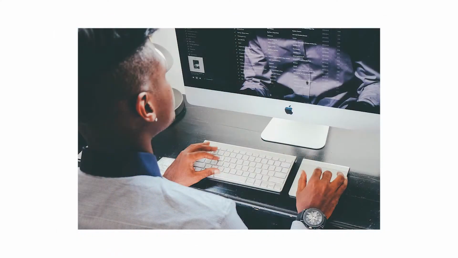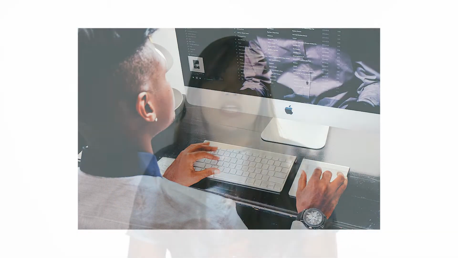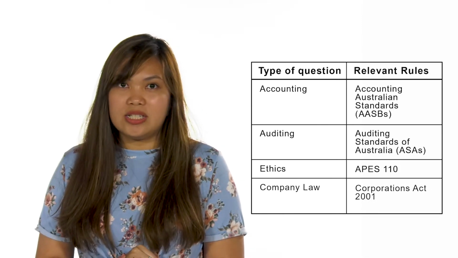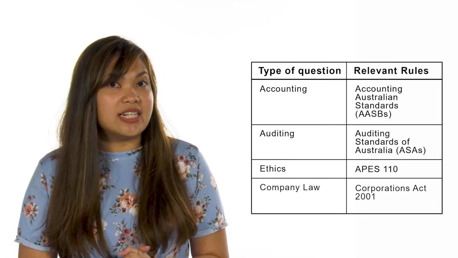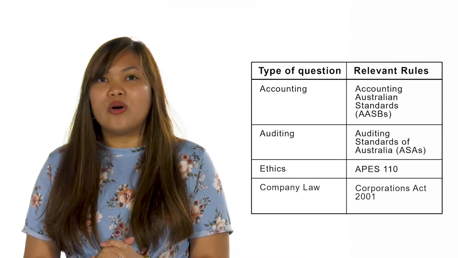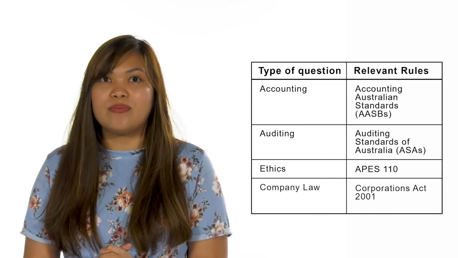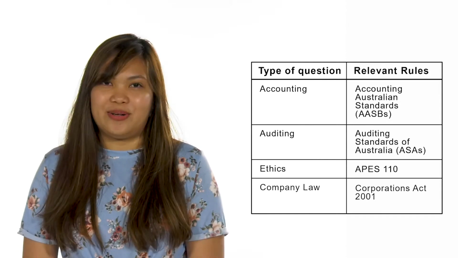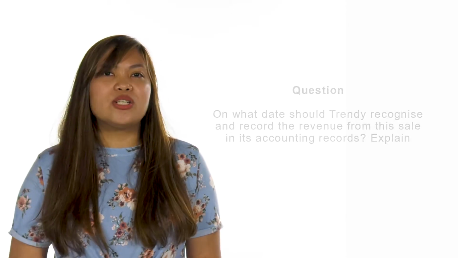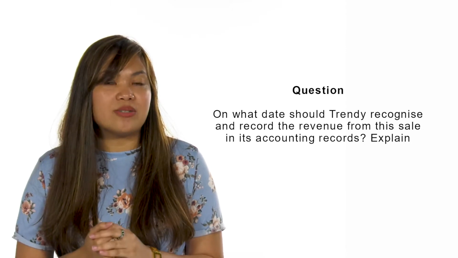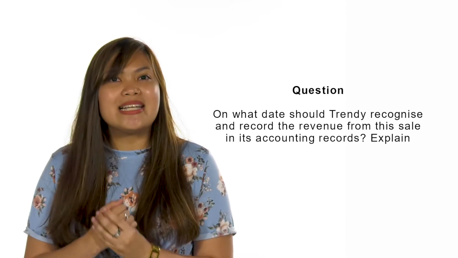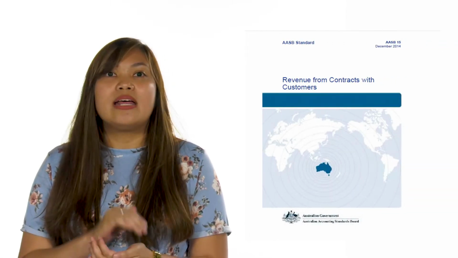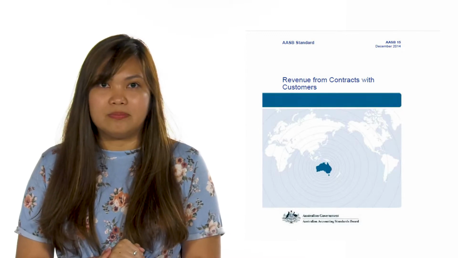Different situations will relate to different regulations and standards, such as the AASBs for accounting scenarios, the ASAs for auditing questions, APES 110 for ethics cases, and/or the Corporations Act for company law and business matters. The relevant rules will then guide you in getting to the answer. For our case, the question relates to the date the company should recognize revenue in their accounting records, so it makes sense that we would need to refer to the accounting standard that covers revenue recognition. That standard is AASB 15.